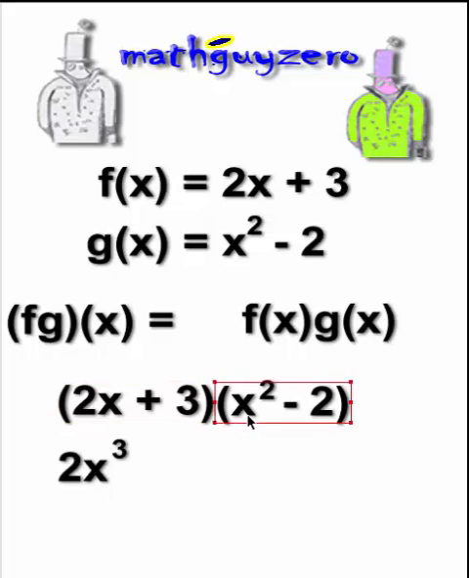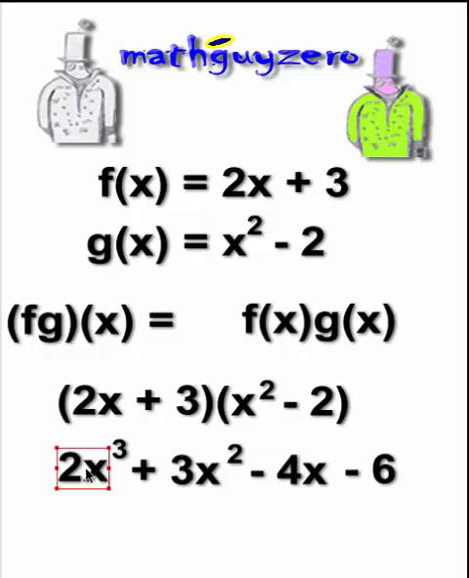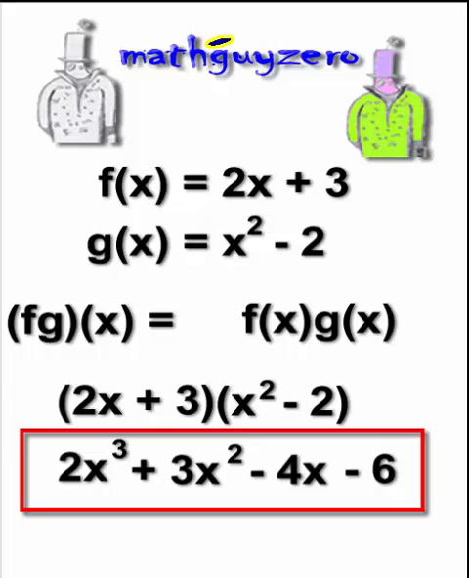2x times x squared is 2x cubed. 2x times negative 2 is negative 4x. 3 times x squared is 3x squared. And the last one, of course, is negative 6. And we put them in descending order. By that I mean the larger the exponent comes first, right? So we just go down in descending order. It looks nice. You know why we do that? No reason. It just looks nicer. So that's the f of x times the g of x.